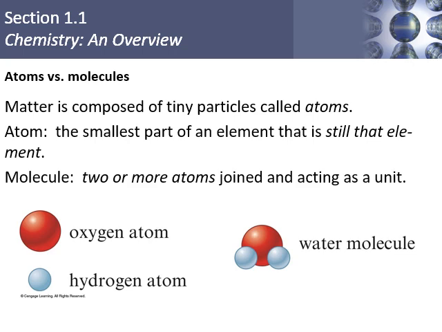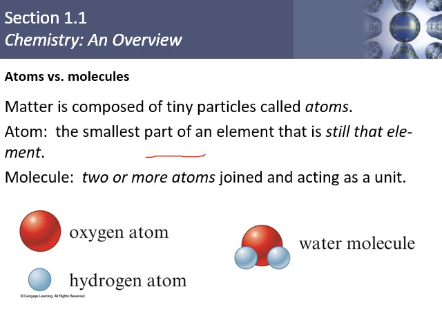A compound is when you have a whole bunch of molecules. And an element is when you have a whole bunch of atoms. So just to come back to our slide here, an atom is the smallest part of an element that is still that element.